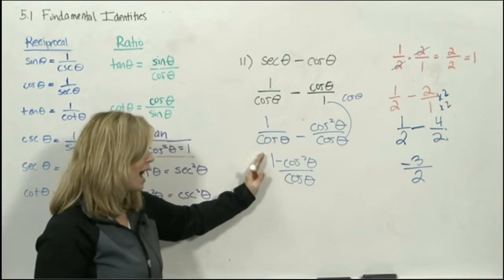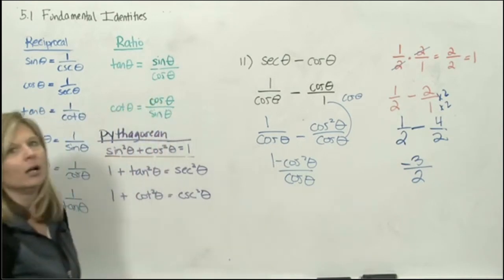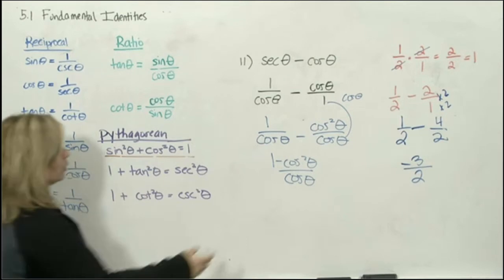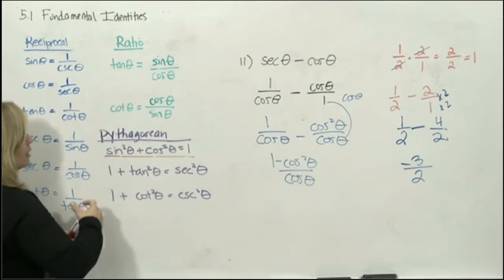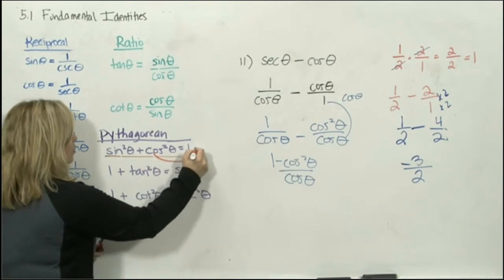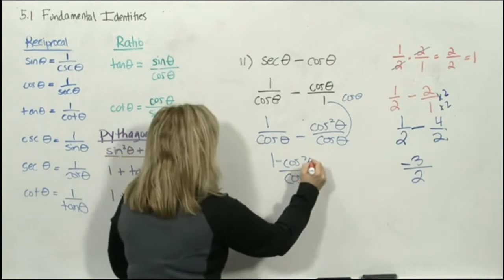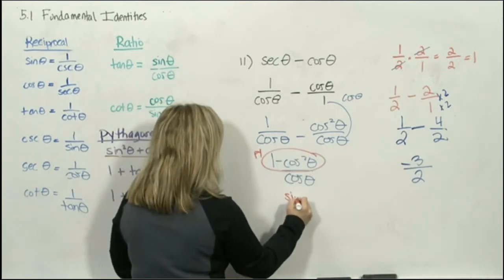Now that it's one fraction, everybody look what's in the numerator. 1 minus cosine squared theta. What can 1 minus cosine squared theta get replaced with? Well, that's a Pythagorean. Here's the Pythagorean right here. If I move this cosine to the right side, it would become a minus, and it would equal sine squared. So now I could replace this numerator, reduce it, with sine squared theta.